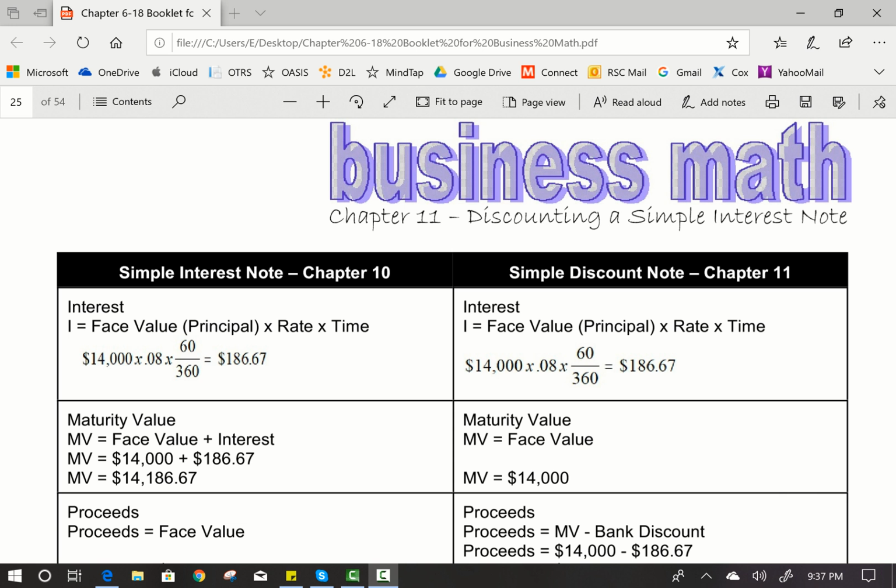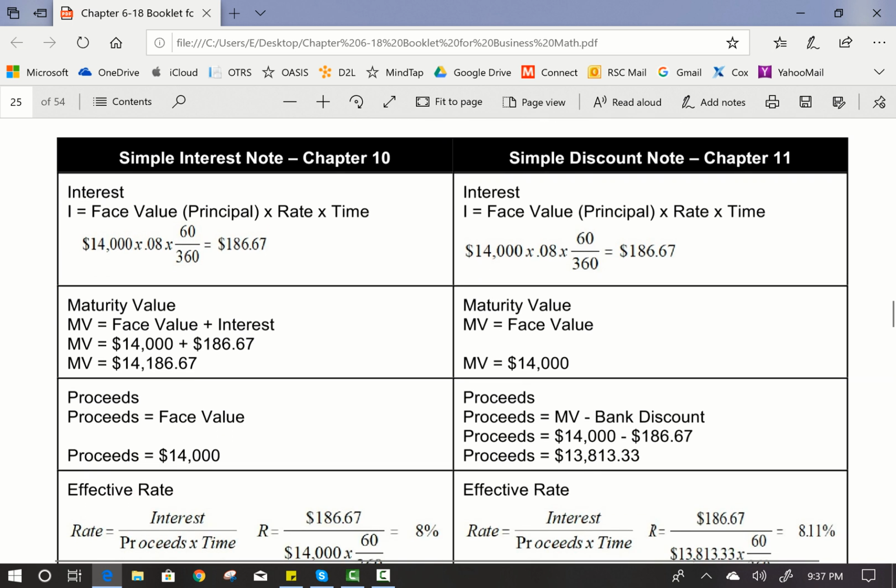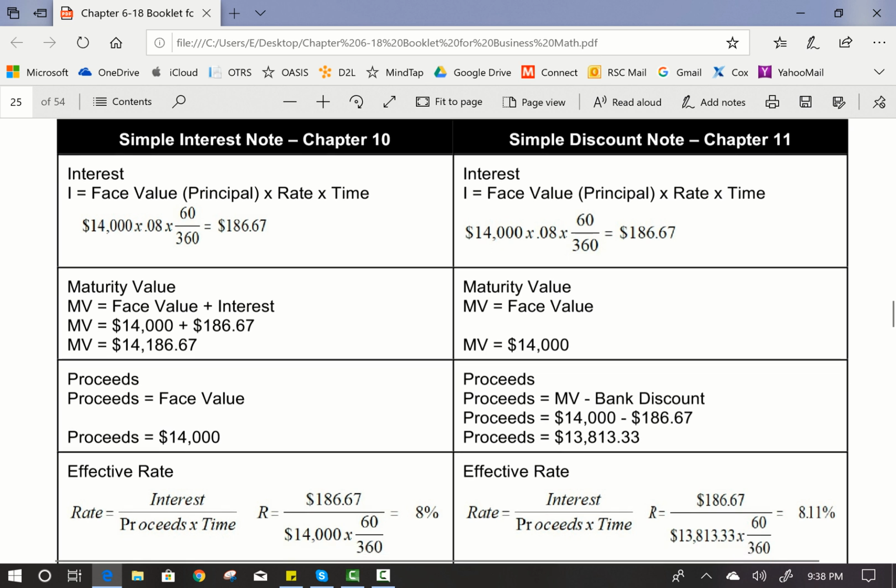Now, in Chapter 10, we talked about the simple interest note. We're going to look at the simple discount note in Chapter 11, but first, let's take a look at this first column. Interest is equal to the principal times the rate times the time. For example, if you take a face value of a note of $14,000 at 8% interest for 60 days, here is the formula that you use to give you $186.67 in interest.